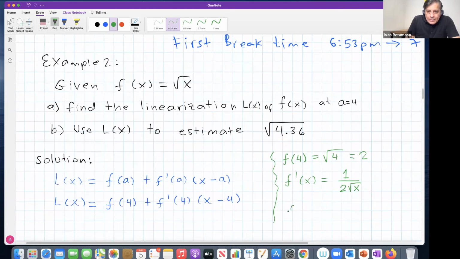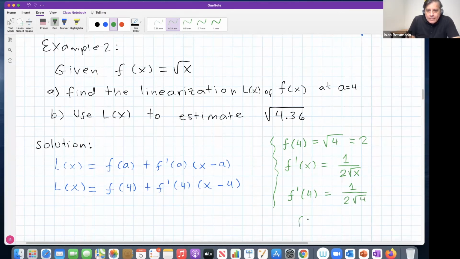Now, I want the evaluation of this derivative at my base point 4. So we are talking about 1 over twice the square root of 4, right? So what is that? Well, you can put this whole thing in your calculator, or just realize that the square root of 4 is 2. 2 times 2 is 4, so it is 1 over 4, or a quarter.